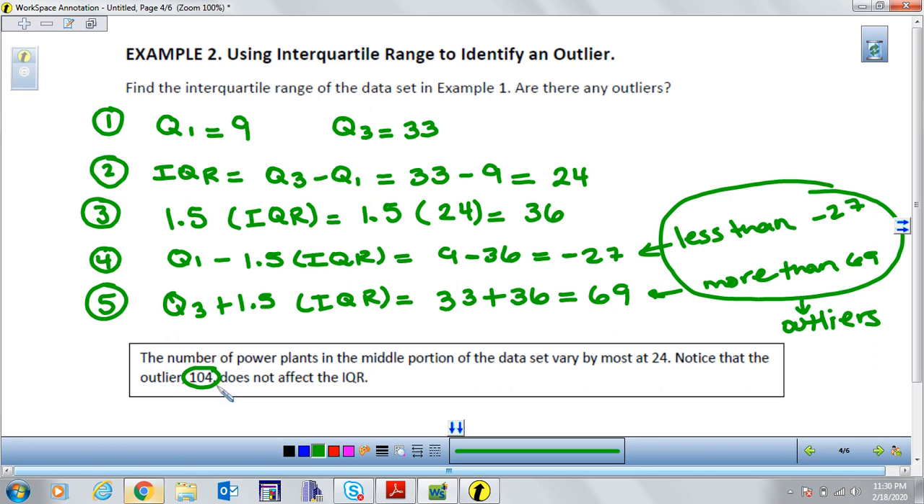But then the second part is, notice that the outlier is 104, because that's the only number that I was actually able to find that was less than negative 27. We said there's no value less than negative 27, but I was able to figure out a value that is more than 69, which is the 104. But it says that this does not affect the IQR. So bottom line, this is the outlier, the value 104, because it's a value that is more than 69, more than the answer of this formula. Okay.